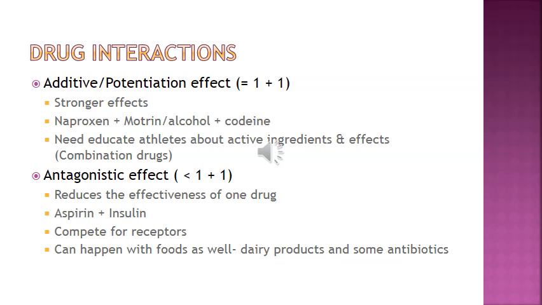So if we look at the effects, if you took Motrin, you took Naproxen, which is basically your Aleve, if you will, and codeine, you basically get the effects of all of those drugs put together. What's important here is to educate athletes about active ingredients, and particularly in combination drugs. A combination drug would be, for instance, Tylenol Cold, where you have the acetaminophen, which is the Tylenol, coupled with the cough suppressants and the decongestants that would be in those drugs.